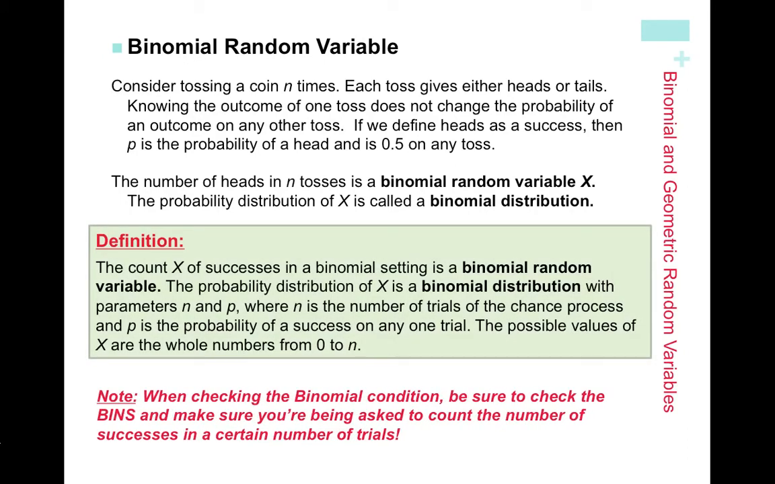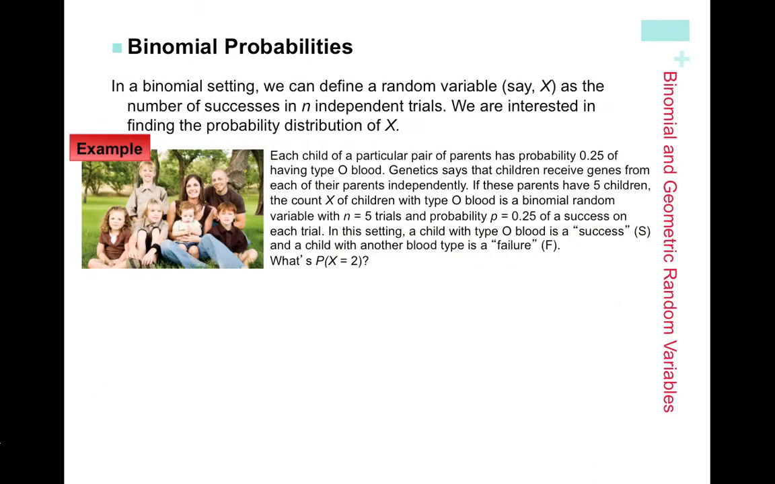Before you can determine if something is going to be a binomial distribution. And if it is, that's nice, because there's certain ways that we can approach these problems and certain nice things happen. So to introduce this probability, we're going to look at passing on genetic information. We're going to look at the probability that a family has children with type O blood. It's been found that 25% of children will have this type of blood. So the probability of success is 0.25.